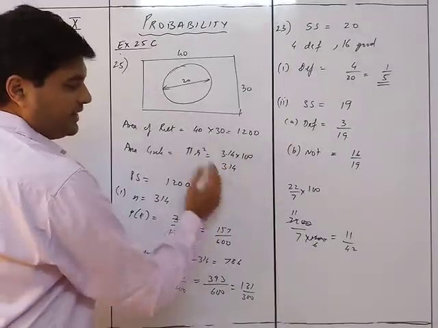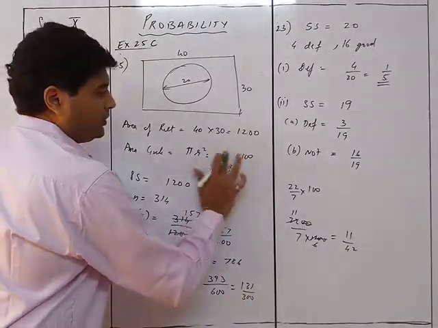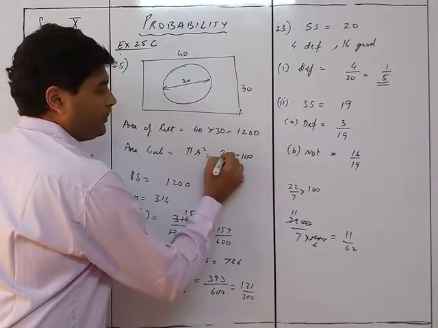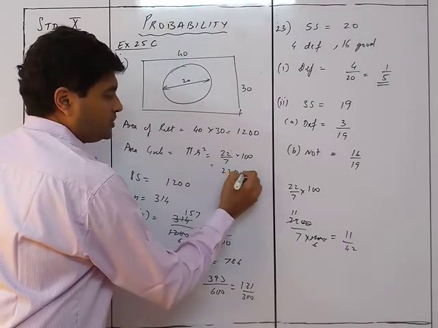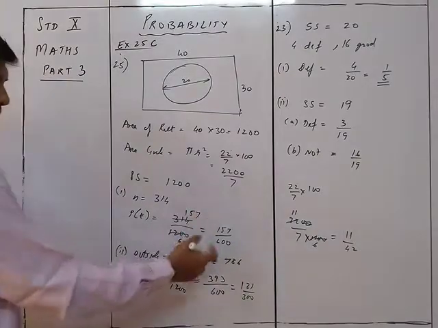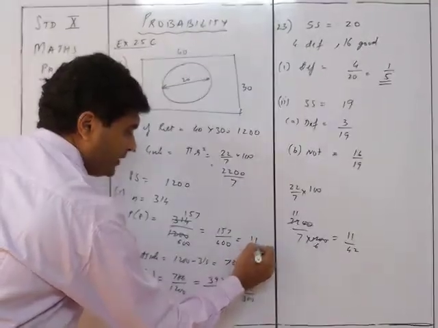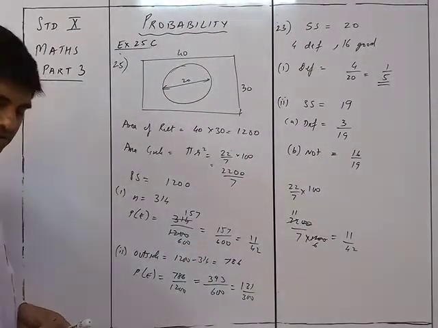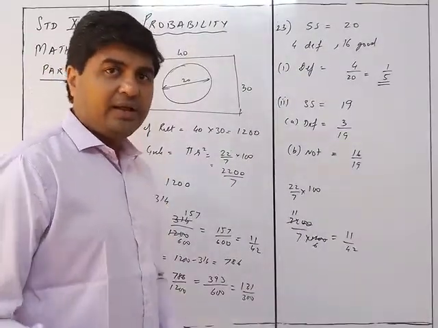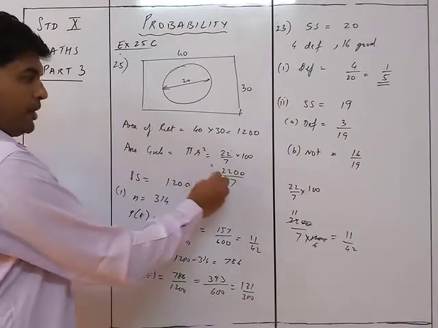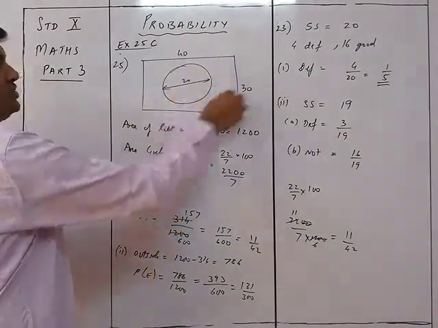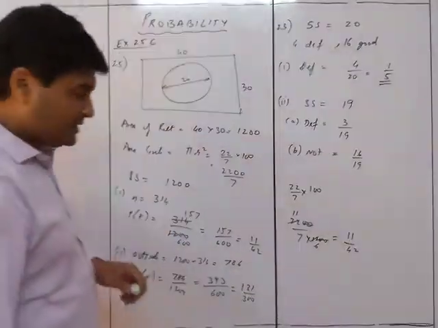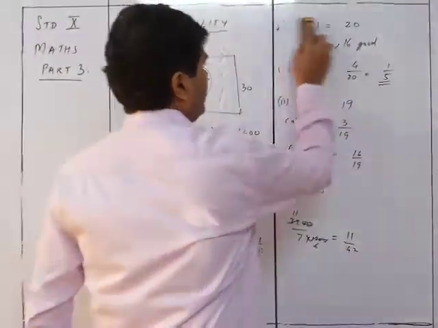So instead of taking 3.14, you'll take pi as 22 upon 7. So it will be 2200 upon 7. Accordingly, you get this answer as 11 upon 42. And for the next one, accordingly, you will get it by subtraction. Okay. But the concept is understood: area of the circle upon area of the rectangle, and outside area upon area of the rectangle. That's the answer. Okay, so that was sum number 25.